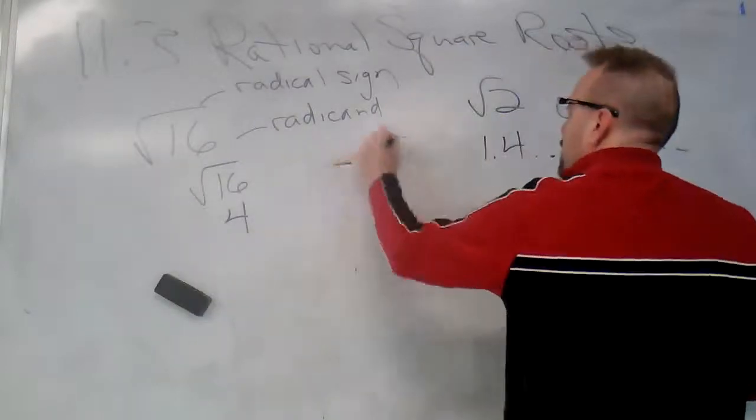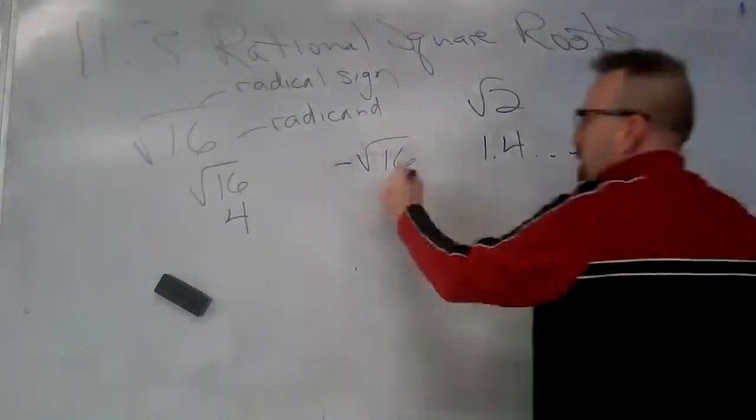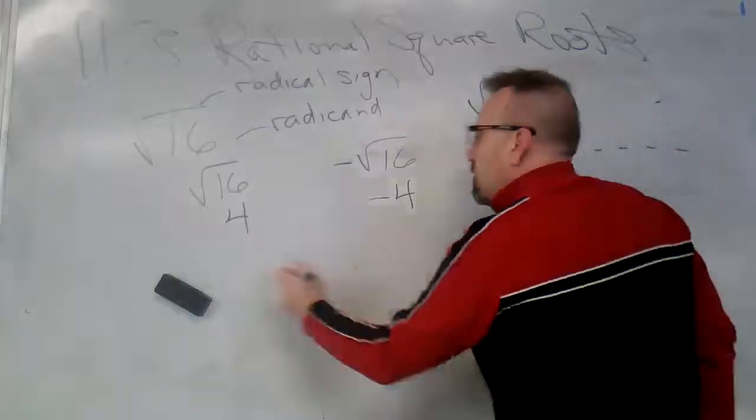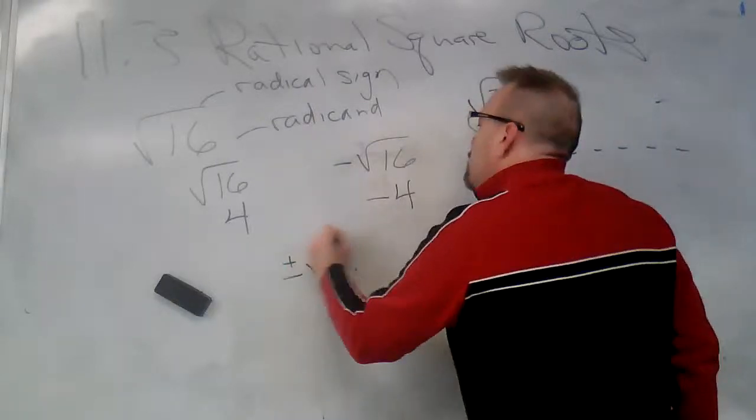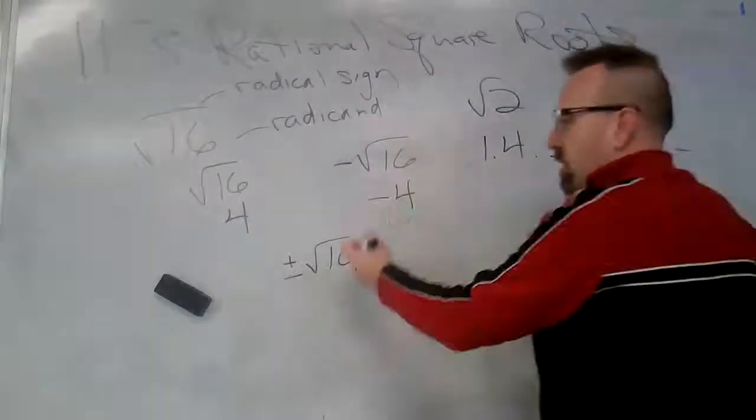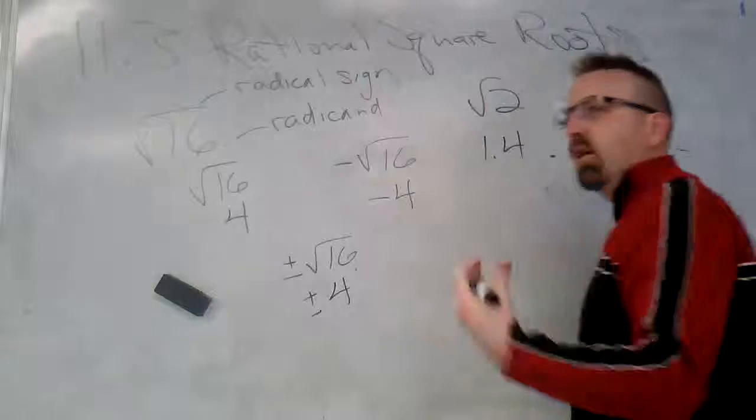But if it has this, then we'll say, okay, they want the square root of 16, but now they want the negative. You might also see it this way. This means plus or minus, so positive or negative. What's the square root of 16? 4, so it could be positive or -4. That's how you would write it.